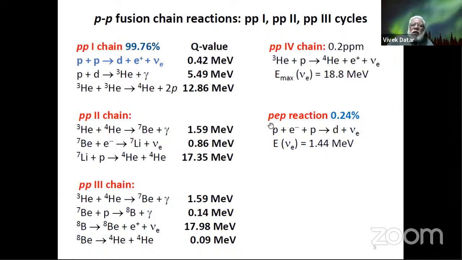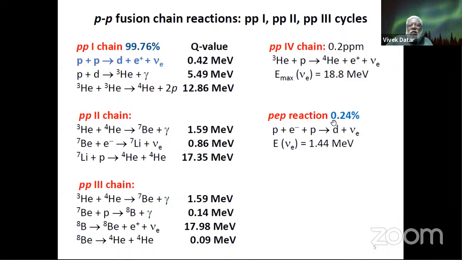Then there are the so-called PEP neutrinos, in which, because this is a plasma, the electrons can combine with the 2 protons, which happen to be close by, and then they can form a deuterium and a neutrino. Okay? This is again a weak process, but because the charge of the proton is less than the helium-3 by a factor of 2. So then this sort of competes with the P plus P.